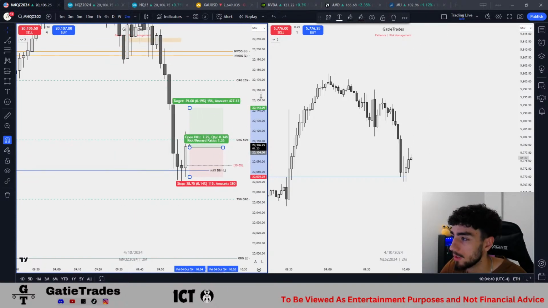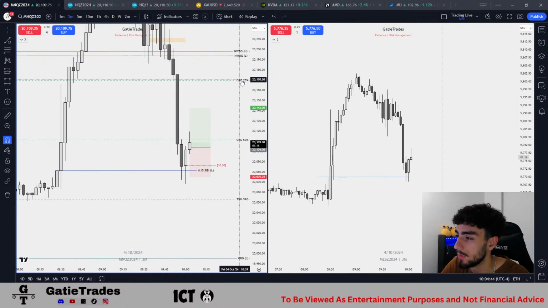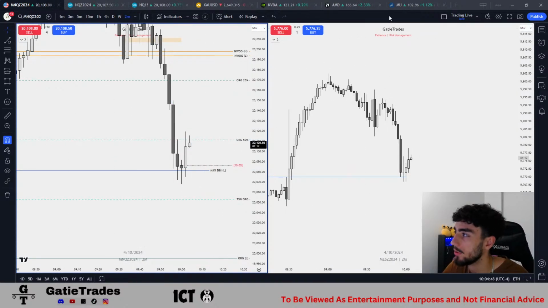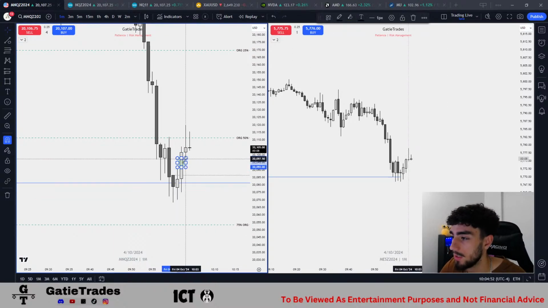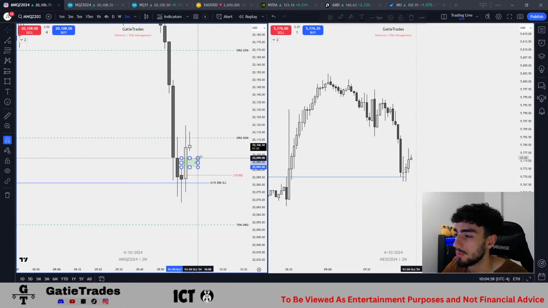Could look for something like this. Be a little bit patient here. See if a 2-minute fair value gap forms. I like the 1-minute, but it did not form clean. Just because we have a 1-minute fair value gap, it doesn't align with the other time frames.